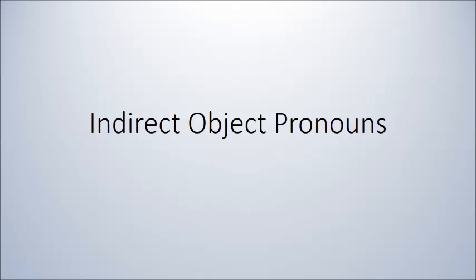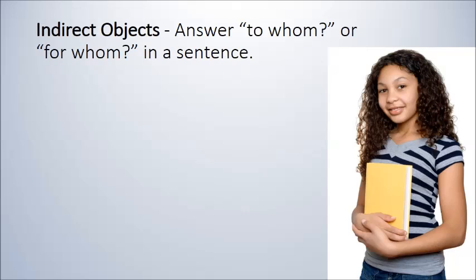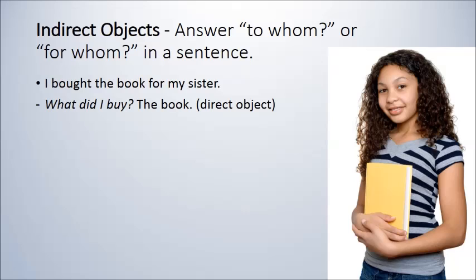In this video, you'll learn about indirect object pronouns. First of all, indirect objects answer the question to whom or for whom in a sentence. So if you look at this sentence, I bought the book for my sister, we have to ask ourselves two questions. The first is, what did I buy? The answer is the book. The book is the direct object.